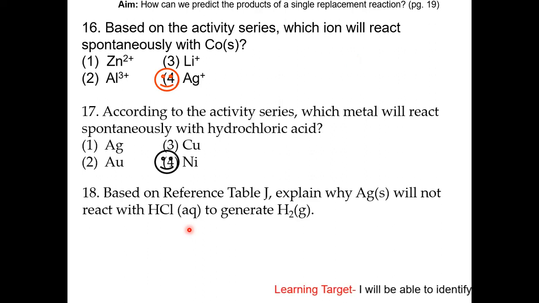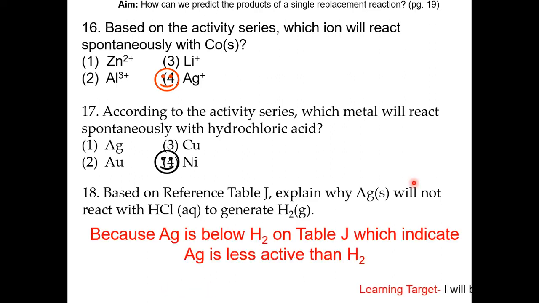And for number 18, based on reference table J, explain why silver would not react with HCl to generate hydrogen gas. The reason for that is because on table J, silver is below hydrogen. Silver is less active than hydrogen is.